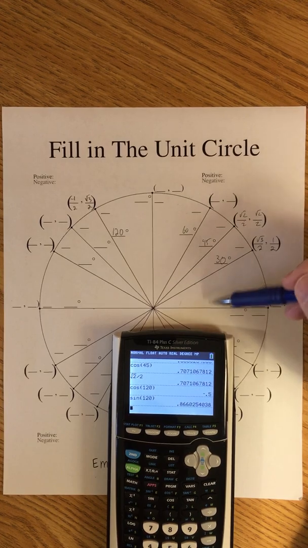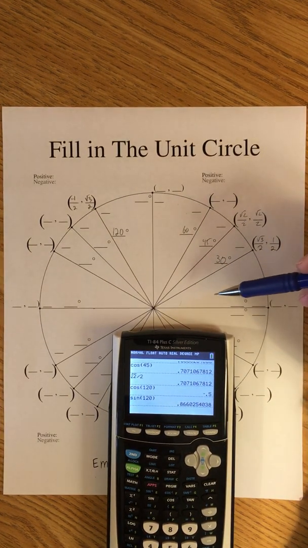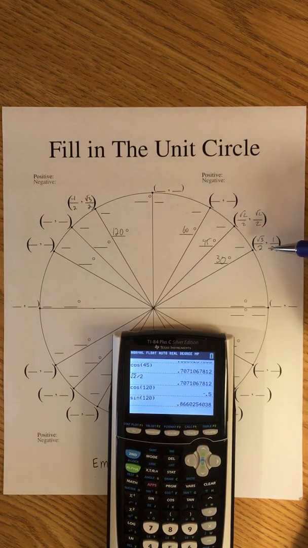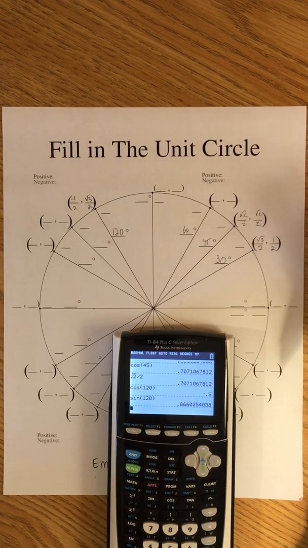And the reason is every one of these angles on the unit circle has a reference angle of 30, 45, or 60. Those numbers come up over and over again. But you should try to write them in before you check by grapher.